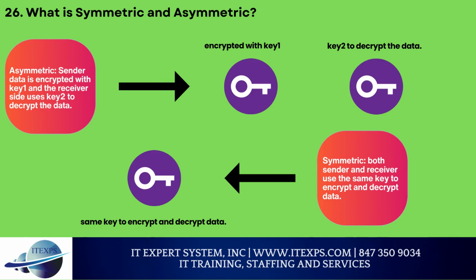26. What is symmetric and asymmetric? Asymmetric: sender data is encrypted with key 1 and the receiver side uses key 2 to decrypt the data. Symmetric: both sender and receiver use the same key to encrypt and decrypt data.